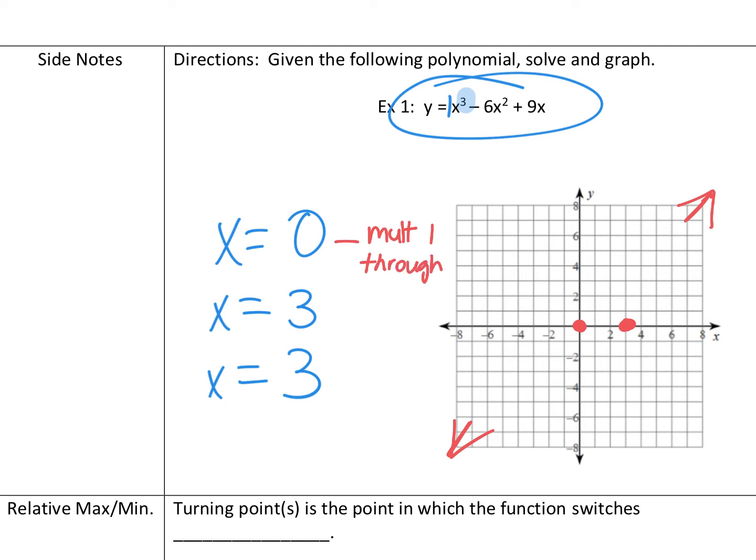Okay? Then I see that I have 2 answers of 3. That tells me that my multiplicity is going to be 2, because there's 2 of those answers. Is that going to be a through or a bounce? A bounce. Okay, so now I'm just solving this as if it were a puzzle.